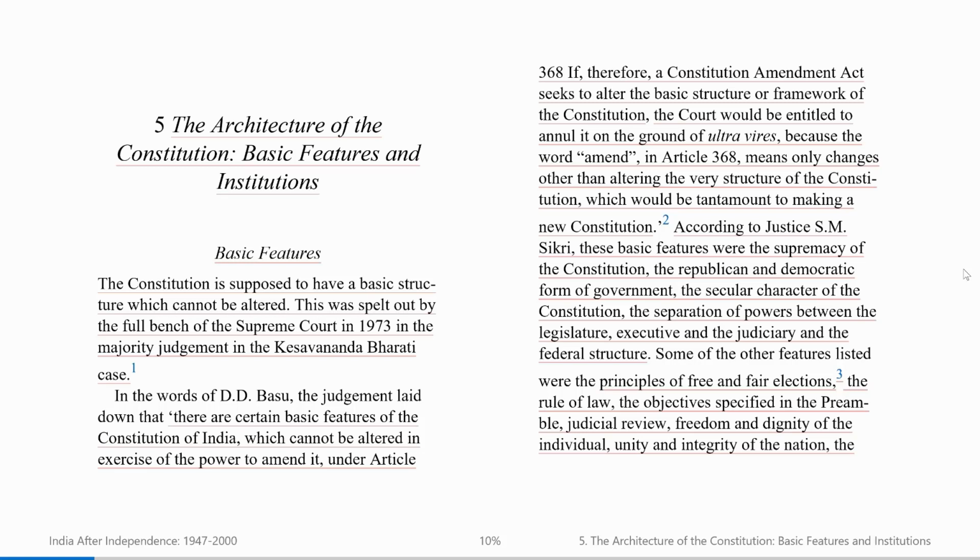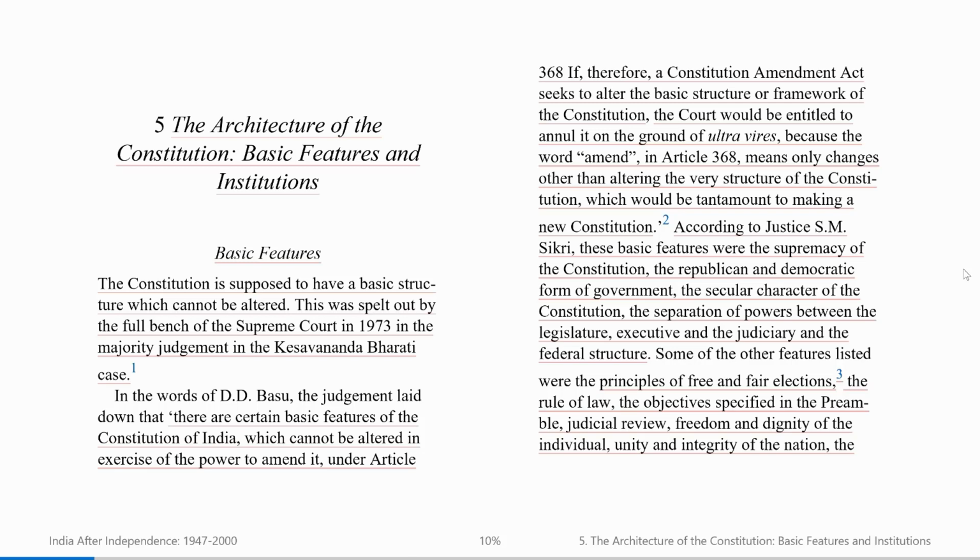In the words of D.D. Basu, and he's a very famous author. In case you haven't read his book, or in case you're preparing for UPSC, I think his book is a must read. Especially if you have an optional like public administration or political science. So he says that there are certain basic features of the Constitution which cannot be altered in the exercise of powers to amend it under Article 368.